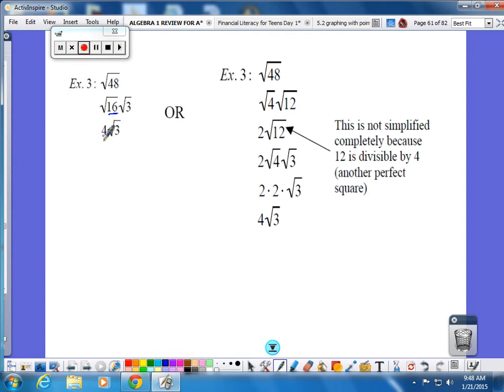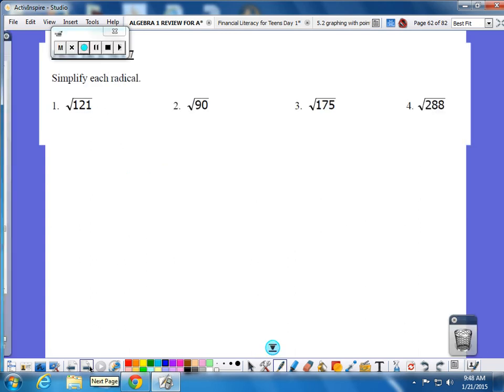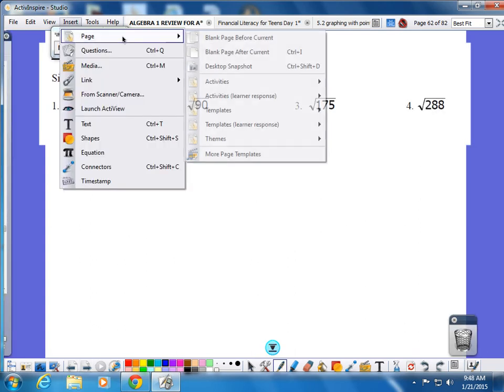The square root of 16 is 4, and that 3 just stays underneath. We're simplifying a radical. Much like you would simplify a fraction, we wouldn't leave the square root of 48, we'd have to simplify or reduce it down. They show you here how you use the 12, but you don't need the extra steps. So go straight to the largest perfect square that'll divide into a number. All right, let's just practice a few.